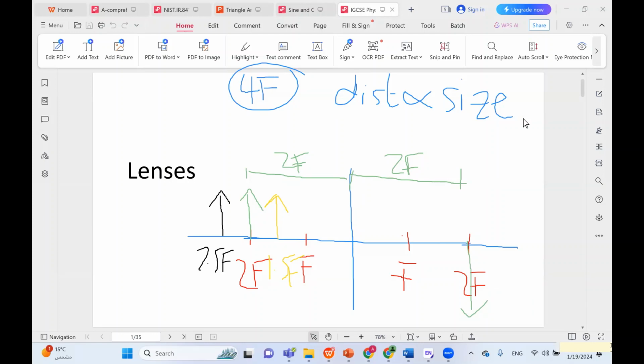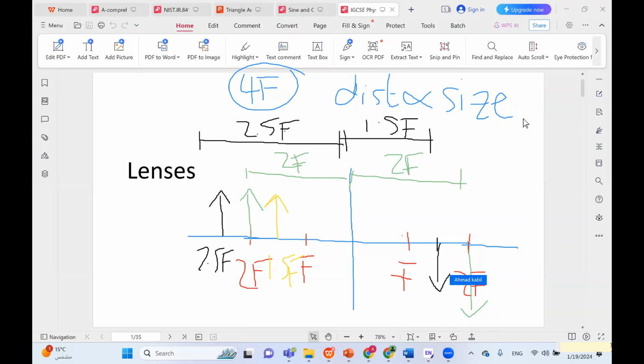Now, what about the black object? The black object was at a distance of 2.5f. So the black image is going to be at a distance of 1.5f, because 4 minus 2.5 gives us 1.5. So the black image is going to be somewhere here between f and 2f. And the size of the image is going to be smaller because the distance is smaller. It's 1.5 instead of 2.5.